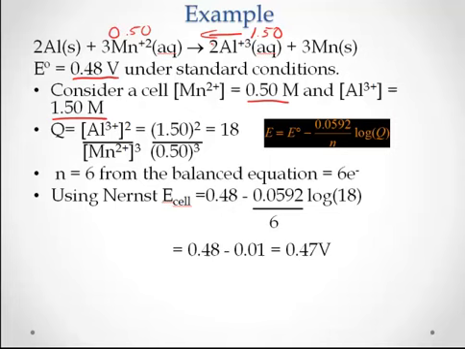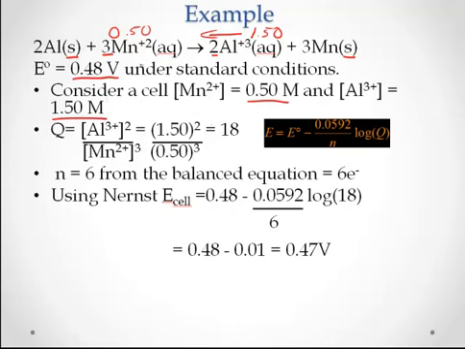So using Q, again, I put products over reactants, and I've already got that written out here. And again, notice these are solids, right? So they're not involved in calculating Q. So I've got 1.50 for aluminum. We square it, of course, because of the coefficient. And 0.5 for manganese. We cube it because of that coefficient. And we get a value of 18.